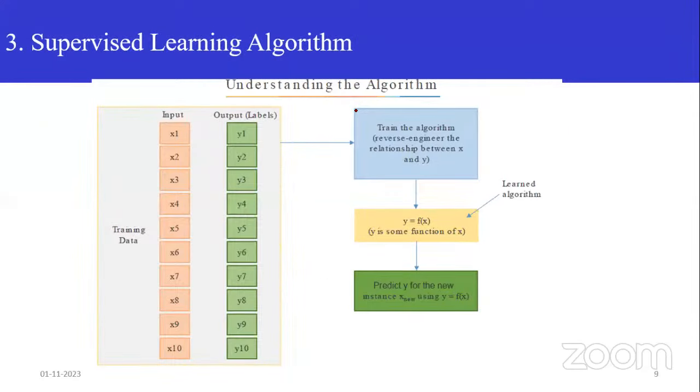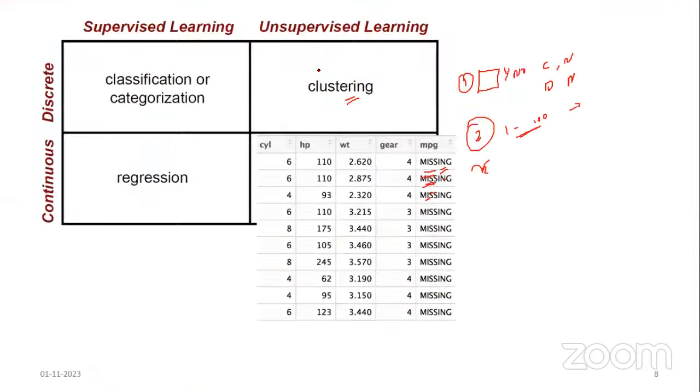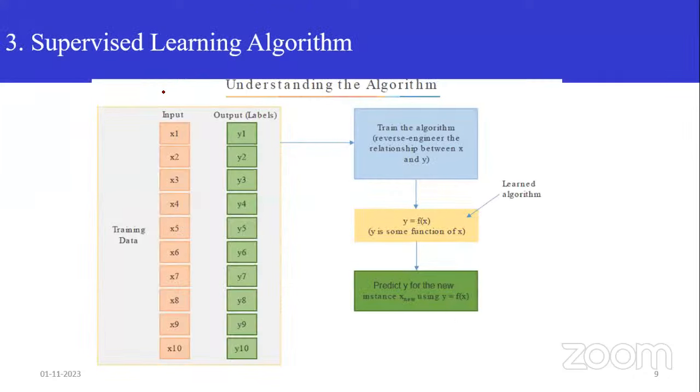So now let me clearly explain what supervised learning is. We know supervised learning can be applied for two kinds of data set, a continuous data set or a discrete data set. If it is continuous, it's going to be regression. If it is discrete, it's going to be classification, whatever it may be.